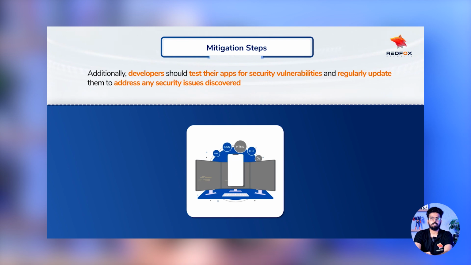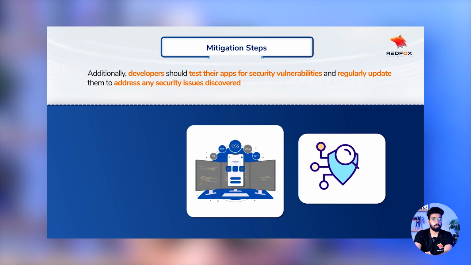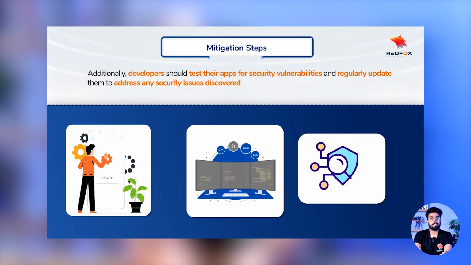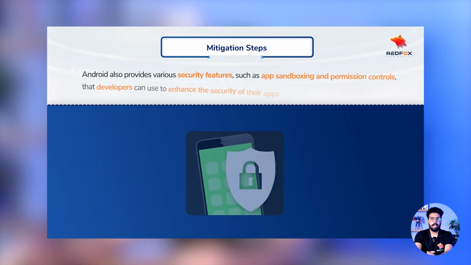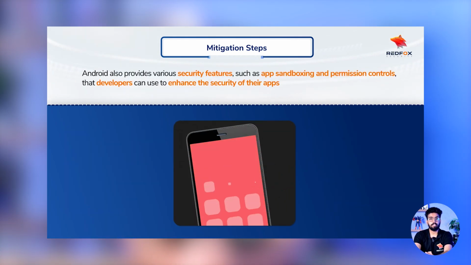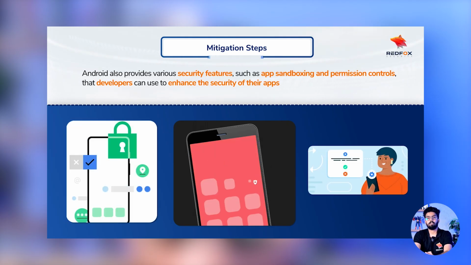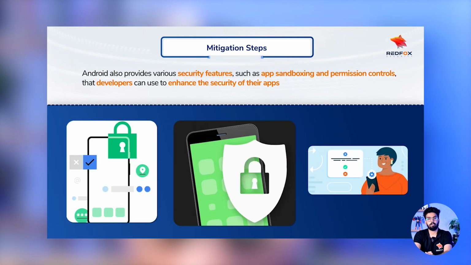Additionally, developers should test their apps for security vulnerabilities and regularly update them to address any security issues discovered. Android also provides various security features such as app sandboxing and permission controls that developers can use to enhance the security of their apps.